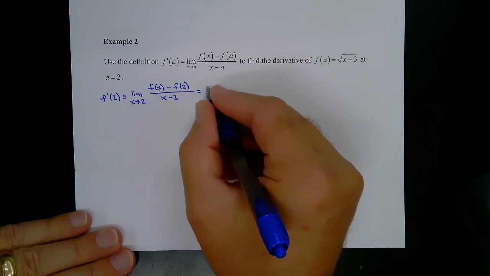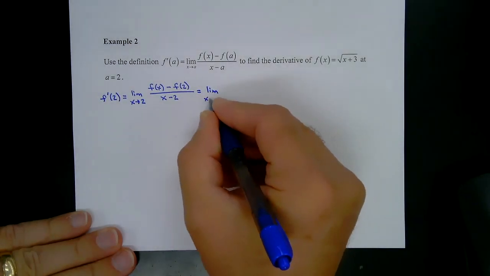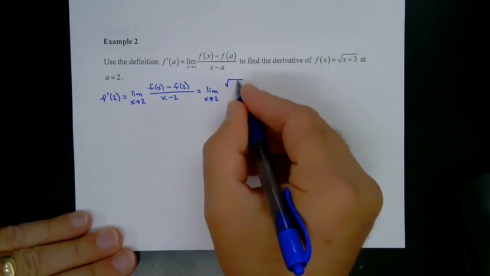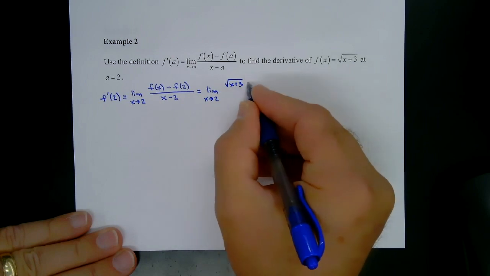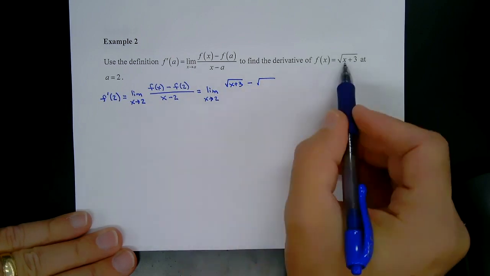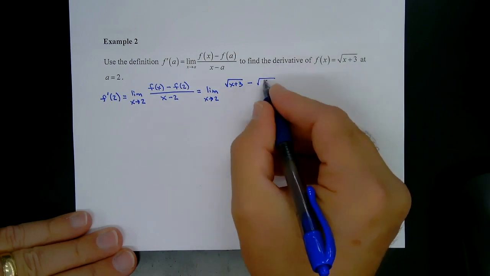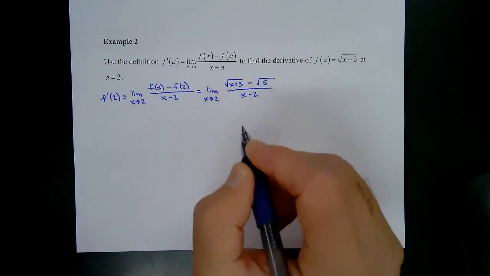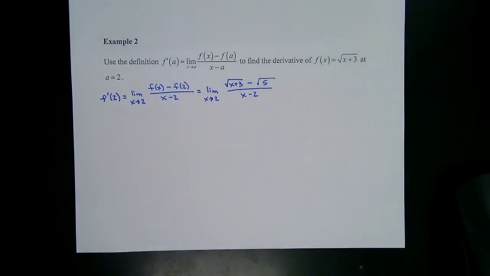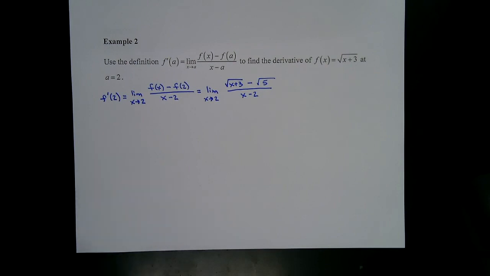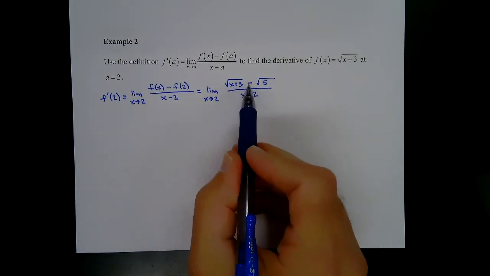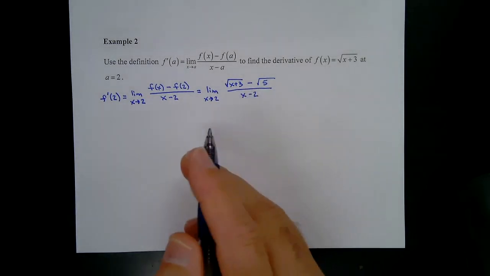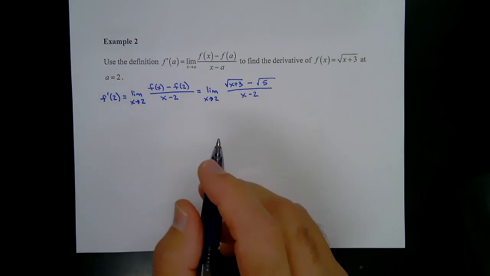So this is equivalent to the limit as x approaches 2 of f of x, which is just the square root of x plus 3, minus the square root of, and we're going to put 2 in here for x, so 2 plus 3, that'd be the square root of 5, all over x minus 2. Okay, so you haven't had a problem like this in a while, but if you try direct substitution, you're going to get the square root of 5 minus the square root of 5. That's 0. And the denominator 2 minus 2 is also 0. Okay, so how can you change this algebraically?